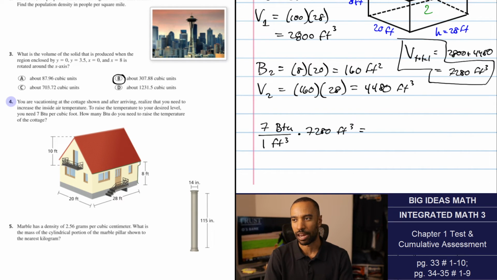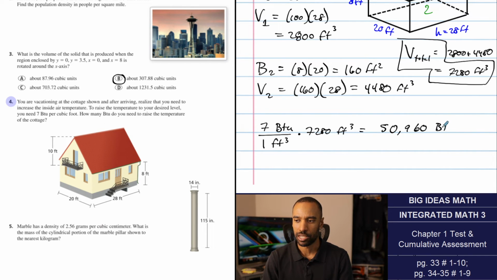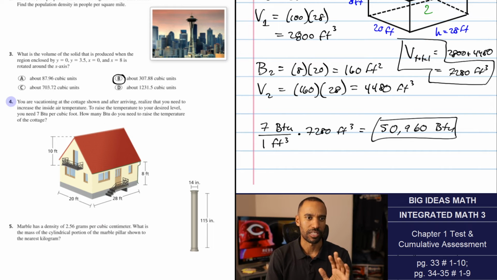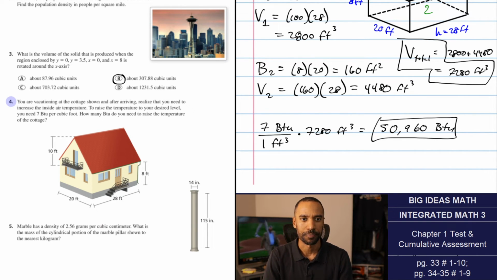And that'll be, and again, I forget what it stands for. Maybe it's British thermal unit. That sounds more fitting. 50,960 BTUs would then be that answer. So finding the volume, multiplying by that 7, because there's still a rate that's applied, would then be that final result. Okay, there's number 4. Let's go to number 5.